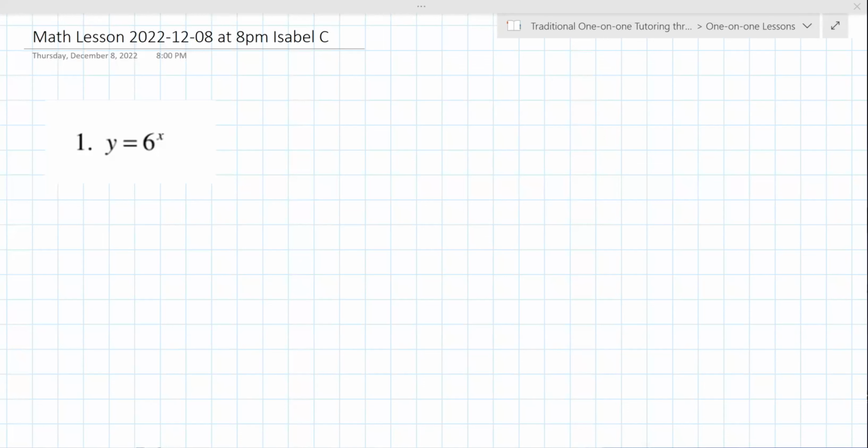Okay, so y equals 6 to the x. The first question asks you here, is it growth or decay? Are you allowed to use your graphing calculator on this? Yes, we are. Okay, I mean, there's a bunch of different rules, but I would tell you to graph this with your calculator immediately.